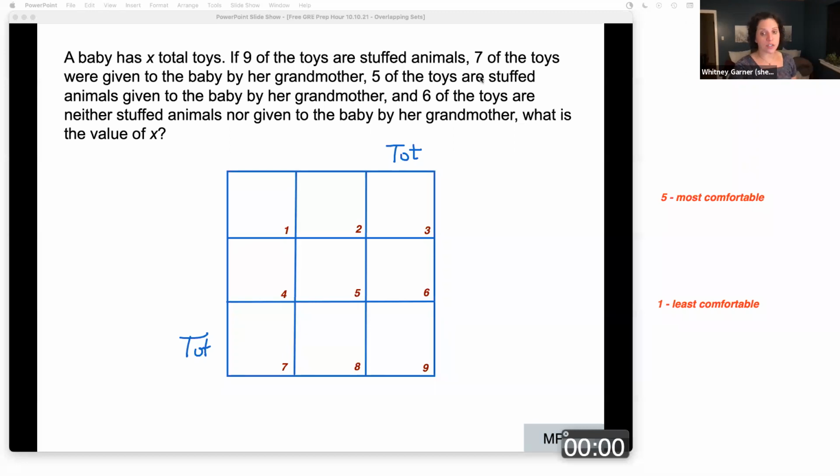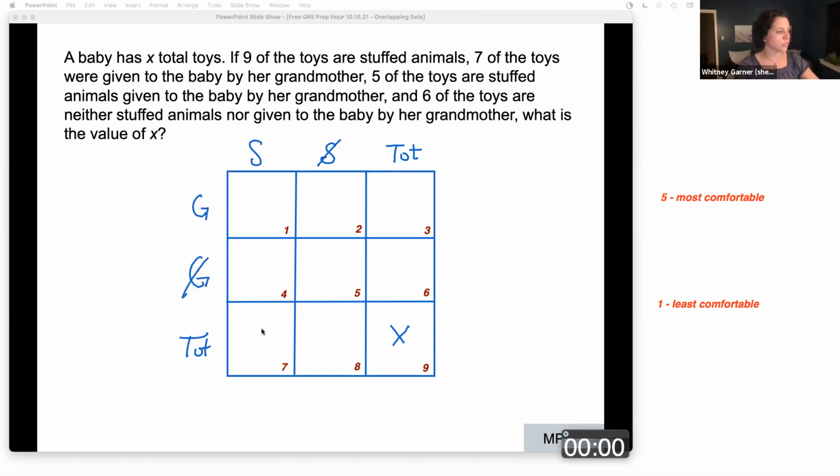So I have X total toys. Yeah, they are a lot. They do feel easier than the percentages, right? Cool. So we have X total toys. That's the thing we're missing. So we have stuffed animals and not stuffed animals, and grandmother gave them, grandmother didn't give them.